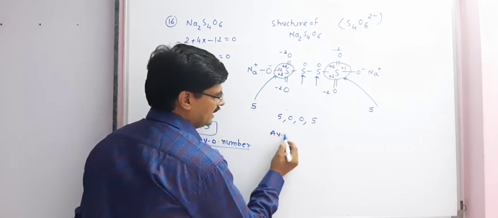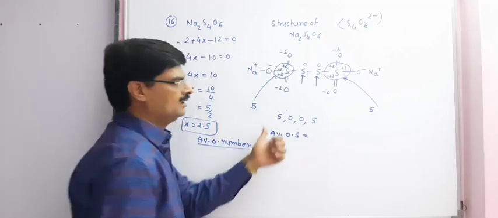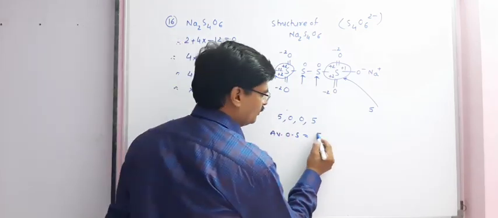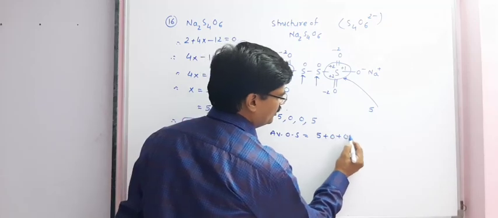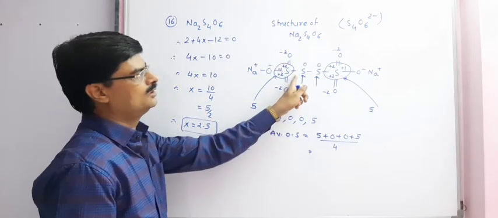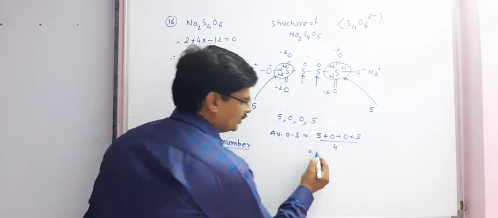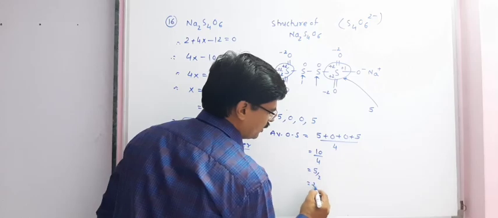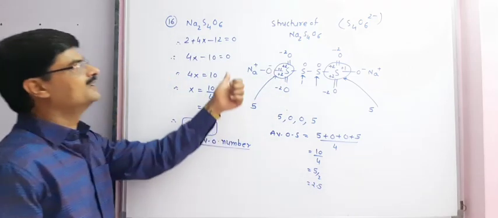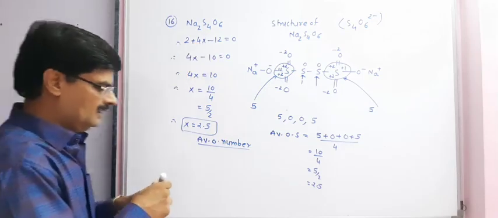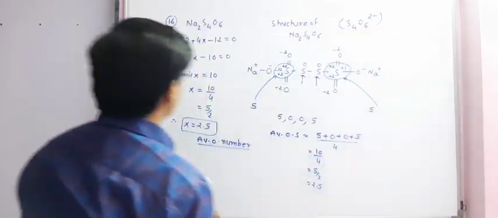Let us understand. Average oxidation number of sulfur: we have a total of 4 sulfur atoms. So 5 plus 0 plus 0 plus 5, and the total number of atoms is 4: 1, 2, 3 and 4. Therefore, it is 10 by 4, or 5 by 2, or 2.5. So this is about Na2S4O6. Next.